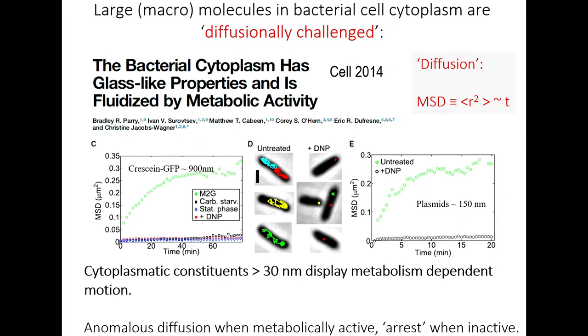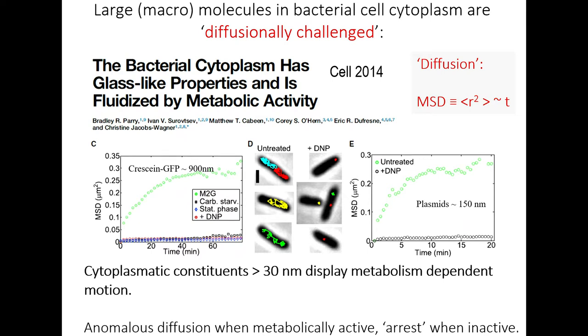So now about the cytoplasm. You can say that if you're a large macromolecule in a cell cytoplasm, you're what you may call diffusionally challenged, right? Because diffusion is not easy in such a highly viscous, crowded environment. This has been shown not too long ago by the group of Christine Jacobs-Wagner and Eric Dufresne. They showed that for relatively small macromolecules, say smaller than 30 nanometers, if you're a typical protein, you're fine in the cell cytoplasm. It's self-diffusion within a couple of seconds. It's relatively fast. But if you're larger than 30 nanometers, you have a problem, right?